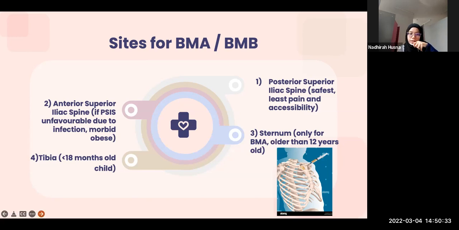For tibia, usually anterior tibia, we only take from the children less than 18 months old or less than 1 year old, because at that time the bone marrow is not hardening yet. But beyond that age, usually the tibia already hardened, so it is quite difficult for us to take aspiration from that site. Next.